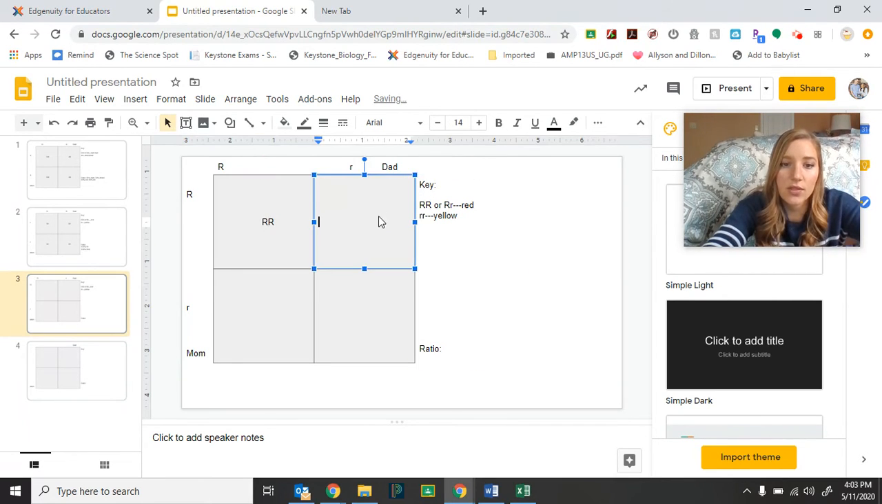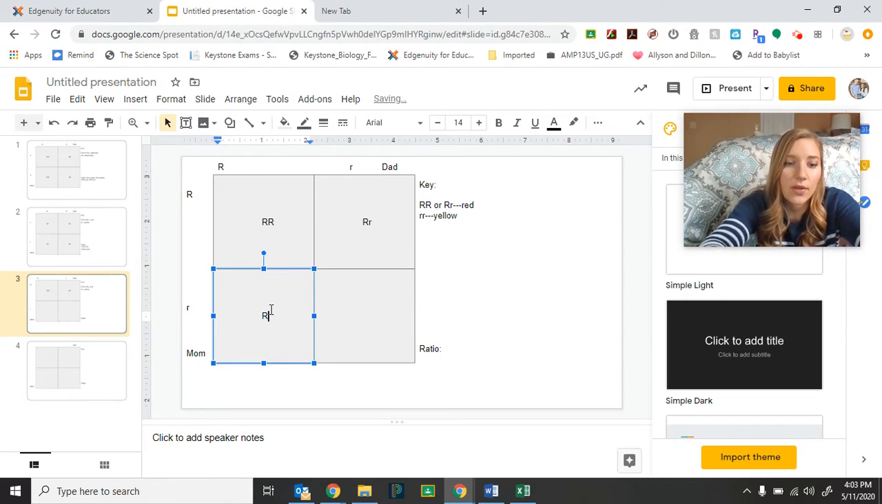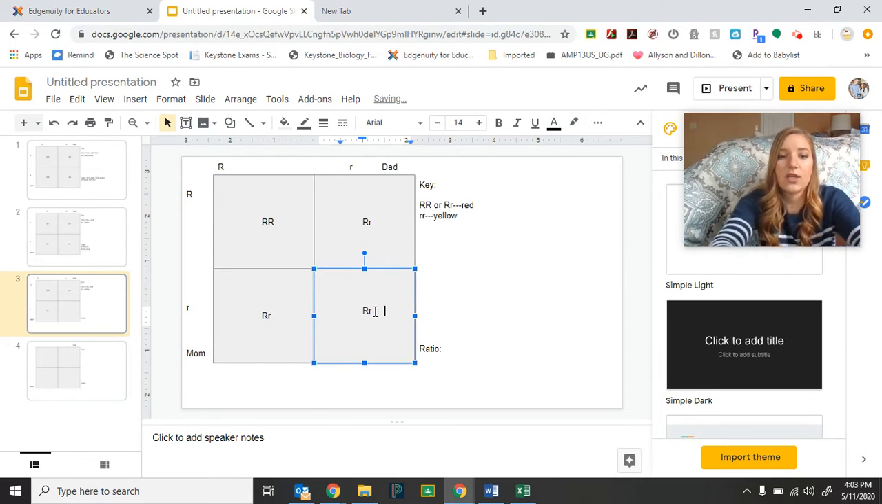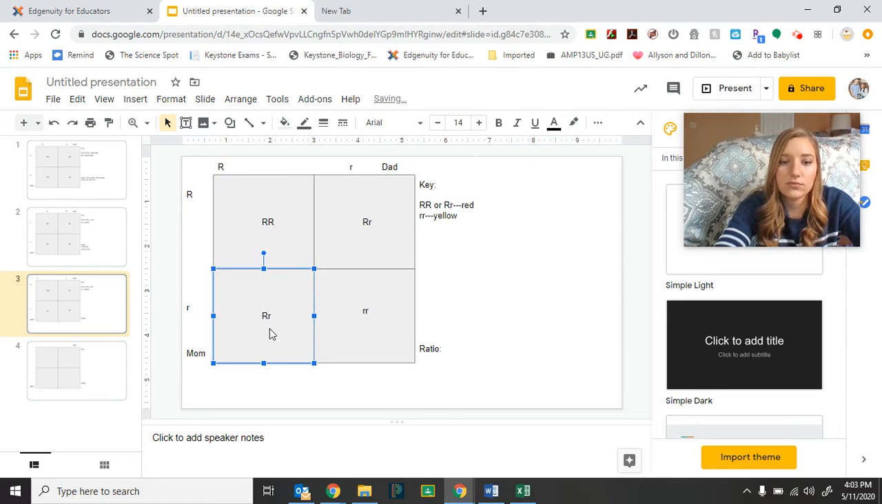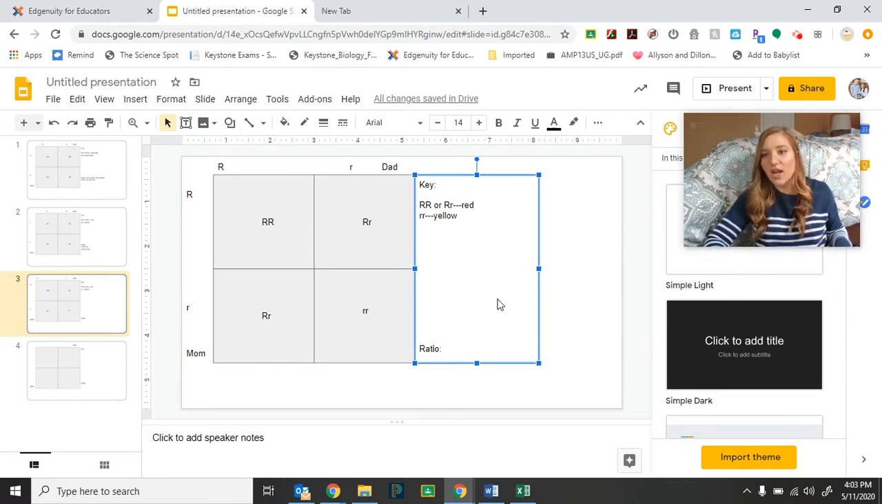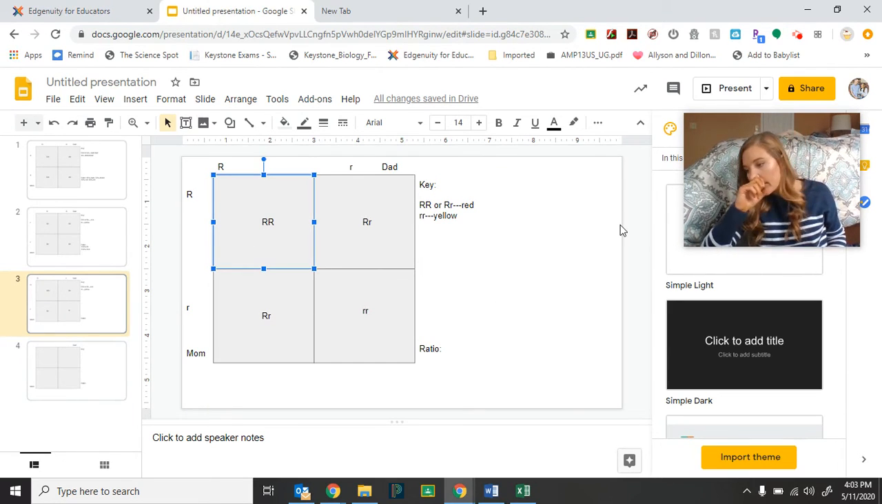Okay, what's on top, what's on the side? On top, what's on the side? What's on top, what's on the side? Change that. Okay, we did it. We did the cross. Great. Let's interpret it.